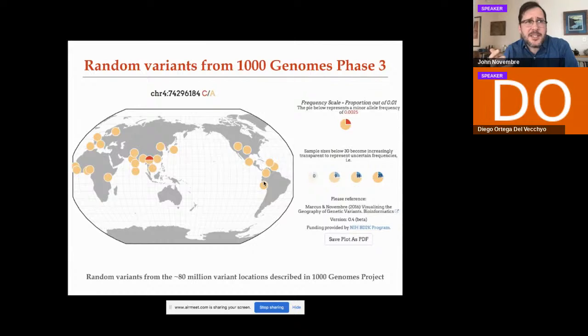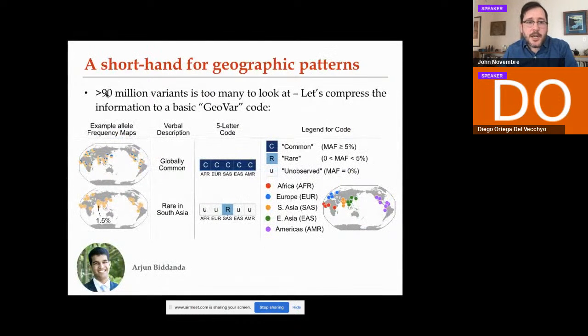So, that's a snapshot of 20. It gives us some sense. There must be a lot of rare localized variants in the human genome. But we'd like to get a sense of this for all the variants. I wrote 80 million here, but actually we use the New York Genome Center's new version of the data, which is deeper coverage, and the total number of variants is actually just over 90 million variants. So it's too many to look at.